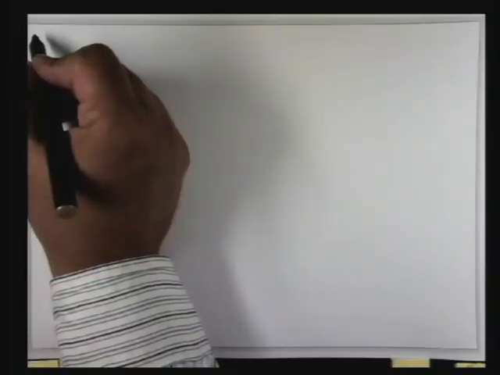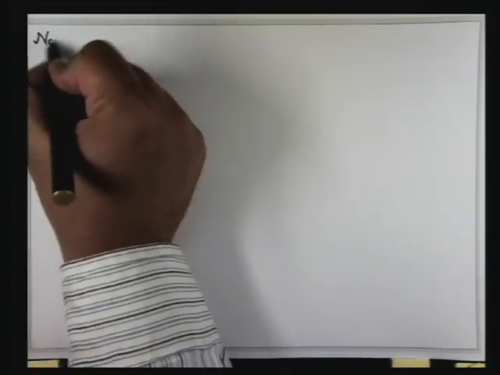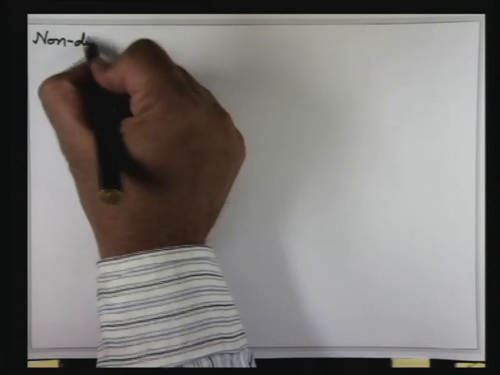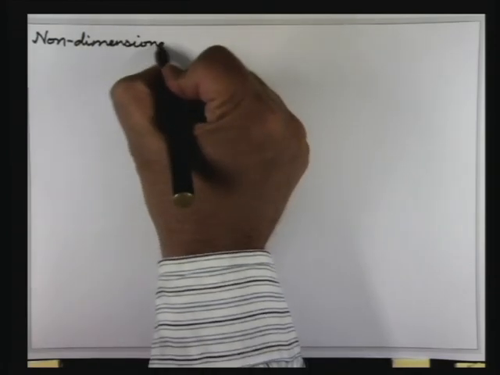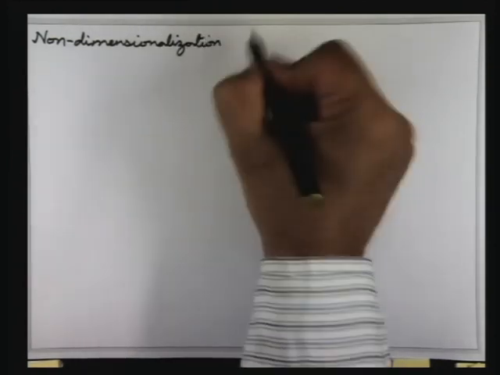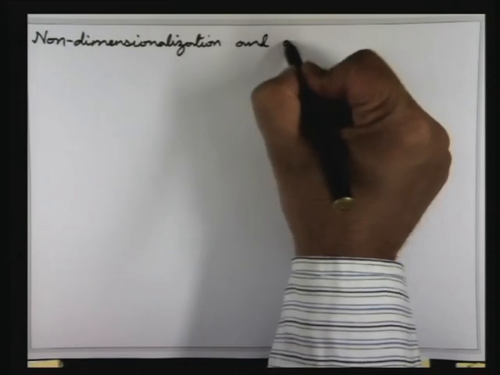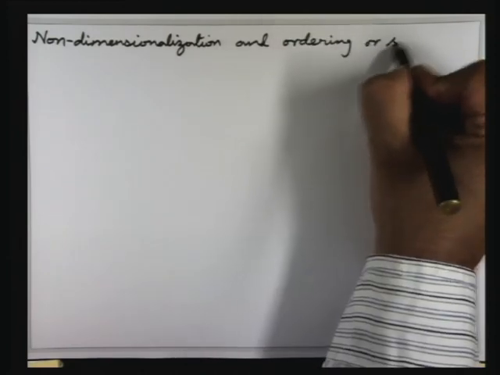Now, I'll give you a simple example of this difference between the terms non-dimensionalization and ordering or scaling.